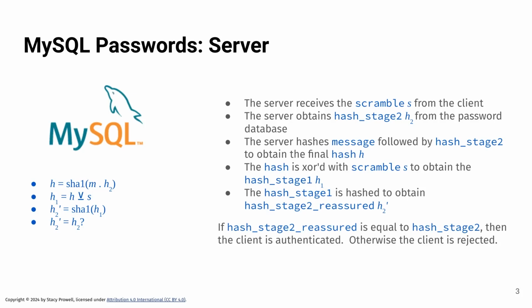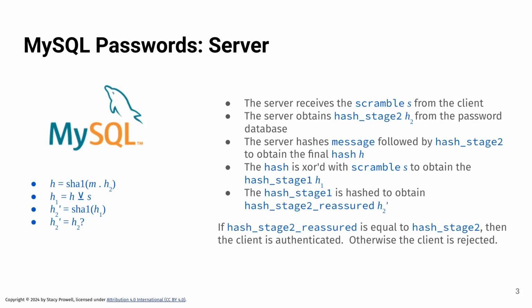So on the server side, what happens? Well, the server receives the scramble from the client, and the server goes and gets the stage 2 hash from the password database. So it knows what that is, and it gets it out of the database. It doesn't know the password, but it does know the second stage hash of that password. The server then hashes the message followed by the stage 2 hash, and that obtains the same H as what we obtained on the client side.